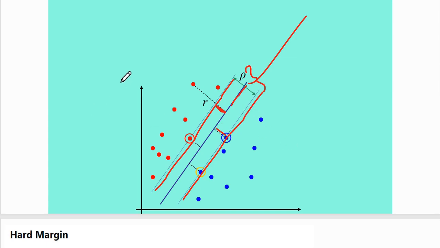This is our ultimate goal, to find the hyperplane with the maximal margin. So what is the advantage of the maximal margin? If we find the maximal margin, the model may give good performance.